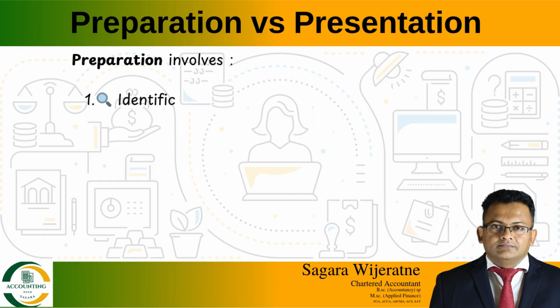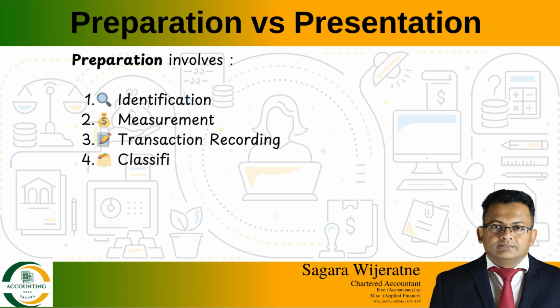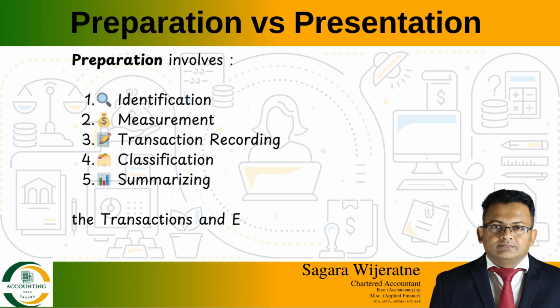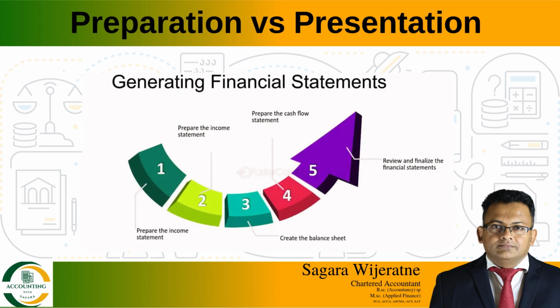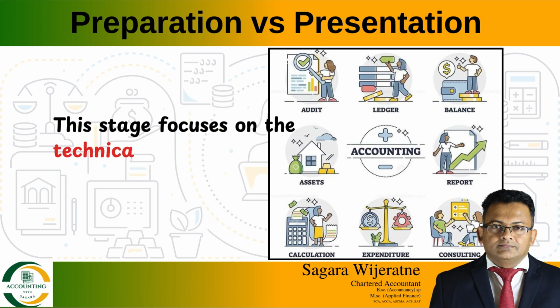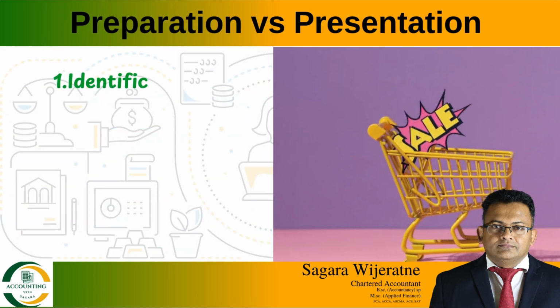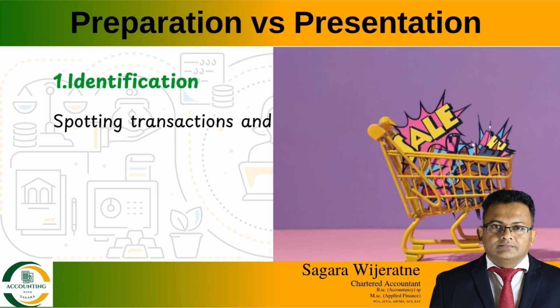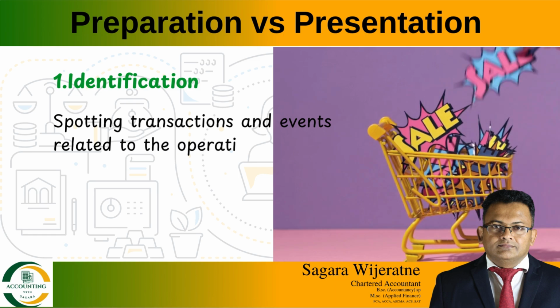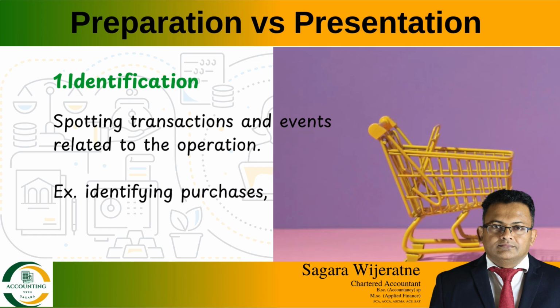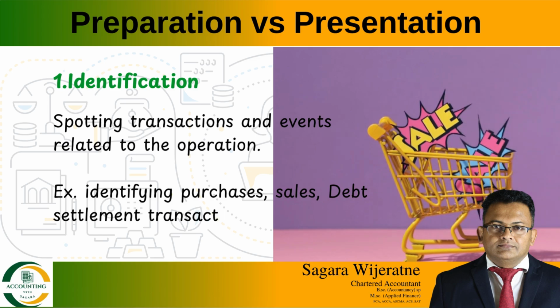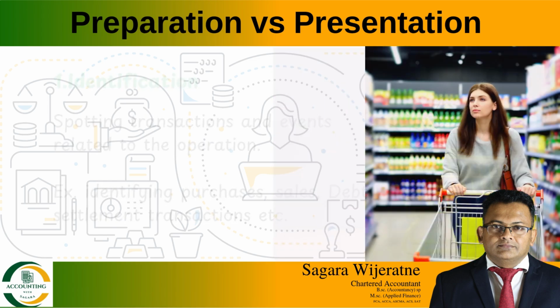Preparation involves the identification, measurement, recording, classification, and summarizing the transactions and events to generate the financial statements. This stage focuses on the technical aspects of accounting. Step 1. Identification. Identification means spotting transactions and events related to the operation. Example, identifying purchases, sales, debt settlement transactions, etc.